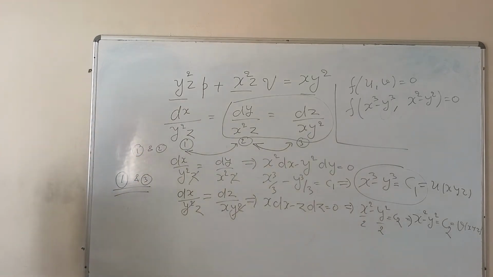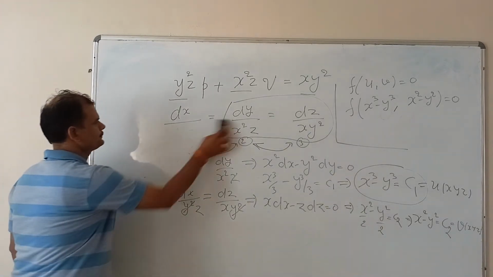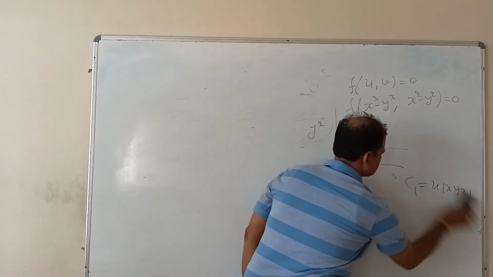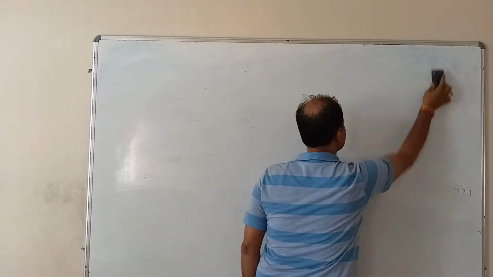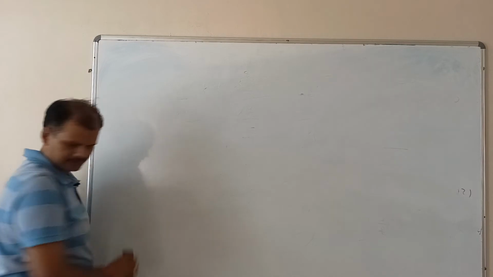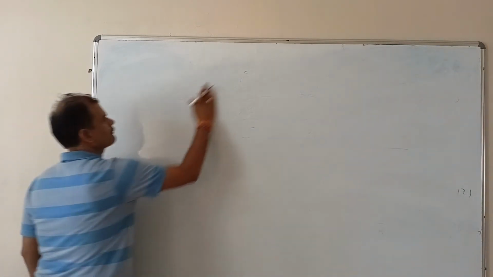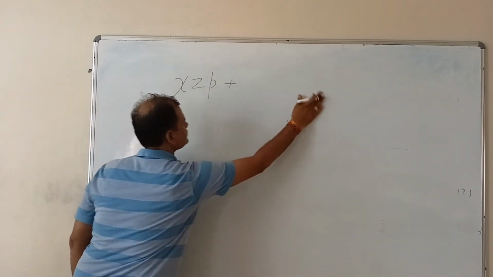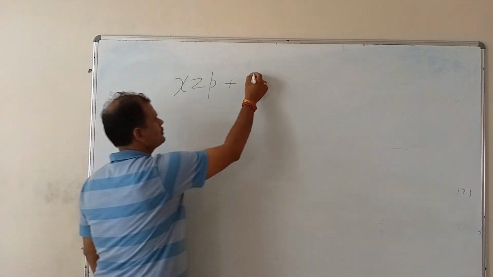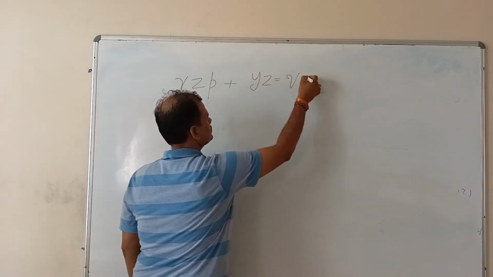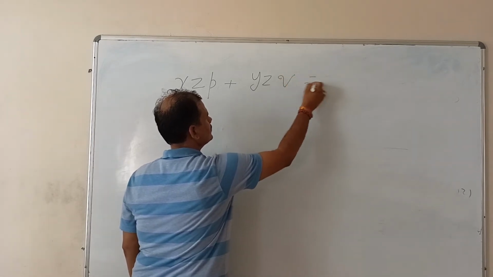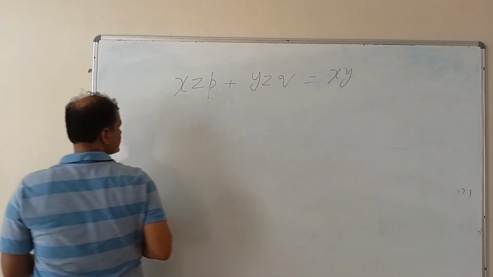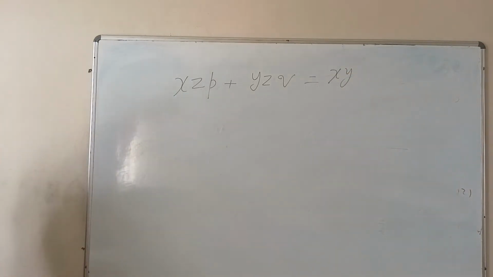Fine. Now I will take the next problem. I hope you understood. Here we have done only the grouping method, right? So the next problem I have is x z p plus y z cube q equal to x y. The question is x z p plus y z cube q equal to x y.